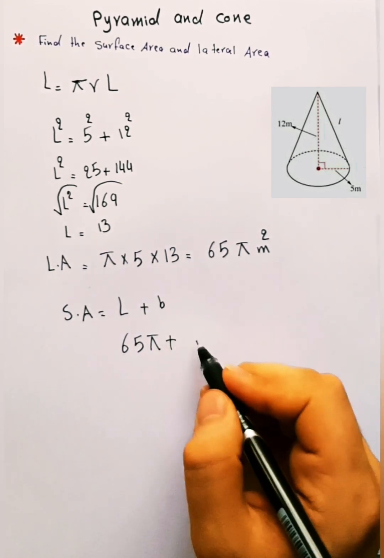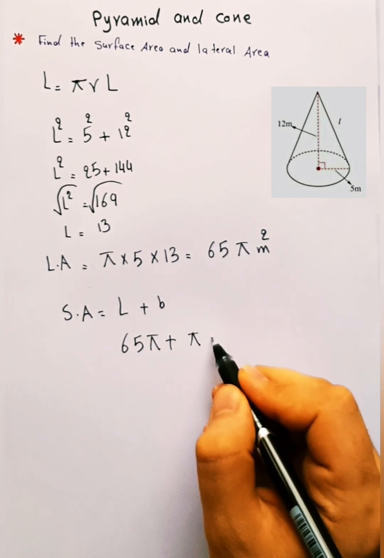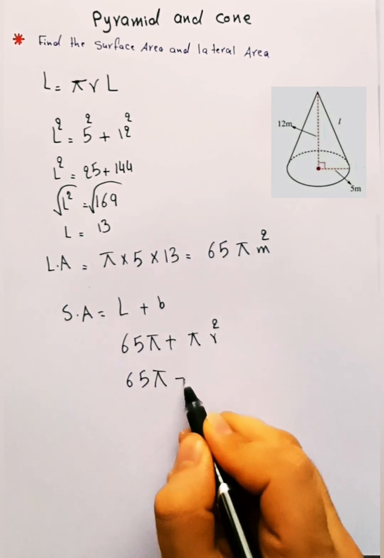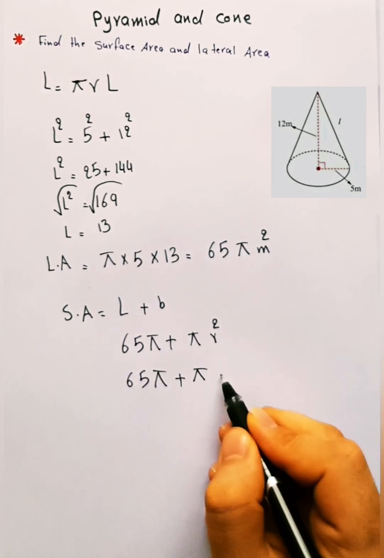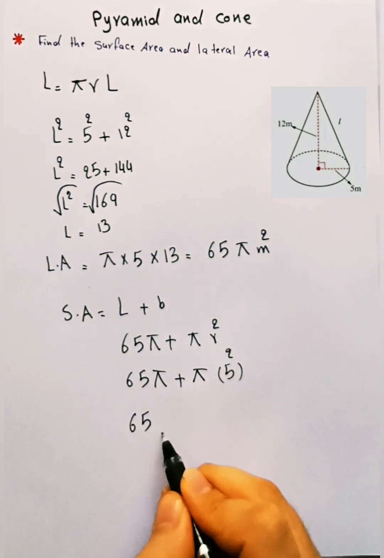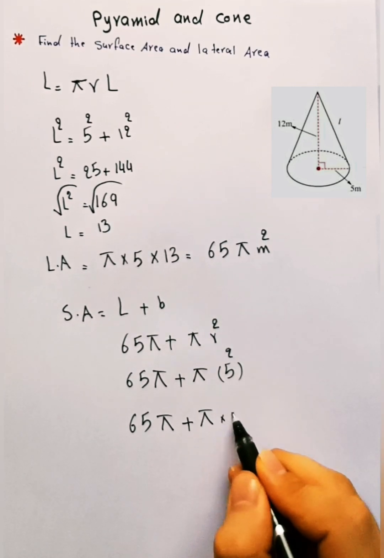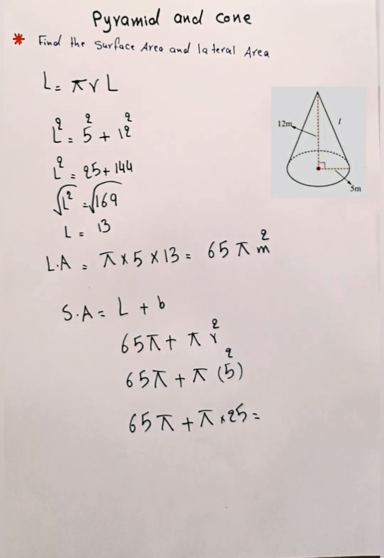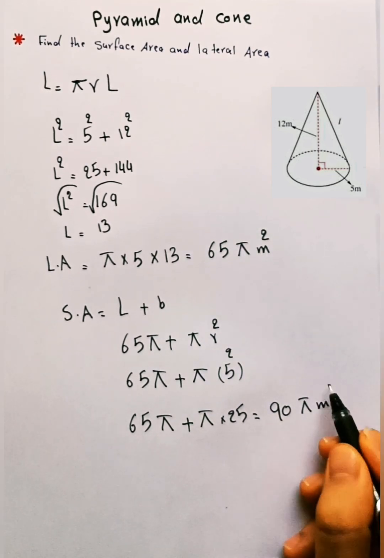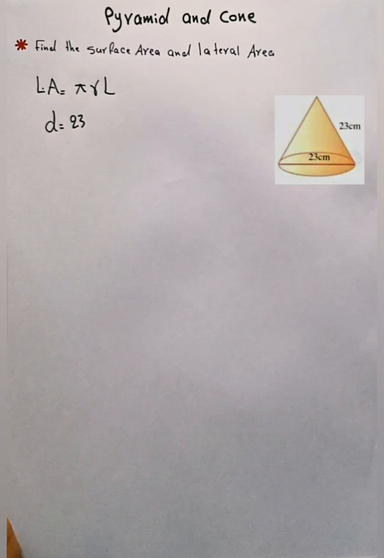Base is a circle, so the rule for circle is pi r square. So you have 65 pi plus pi r, which is 5, square. So you have 65 pi plus pi multiplied by 25 equal to 90 pi meter square. After that, you have this example.